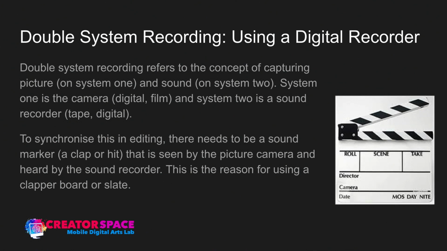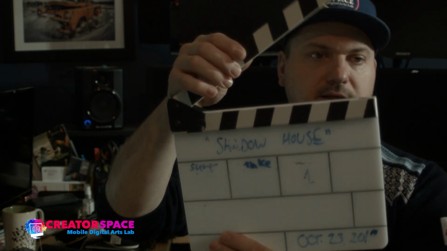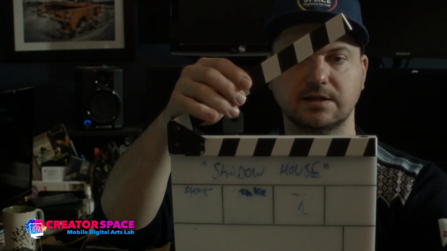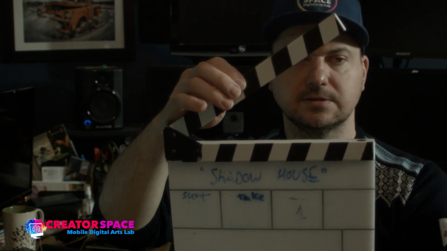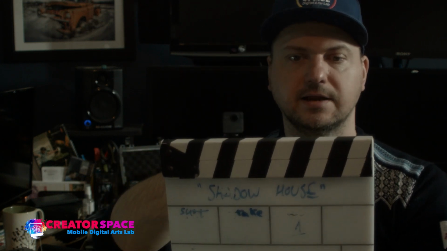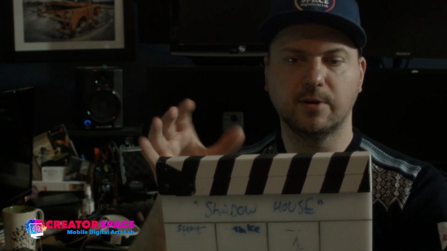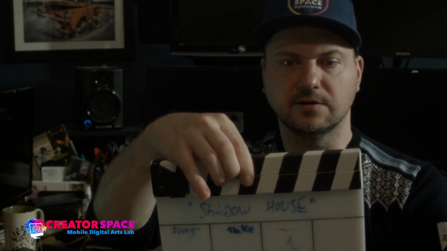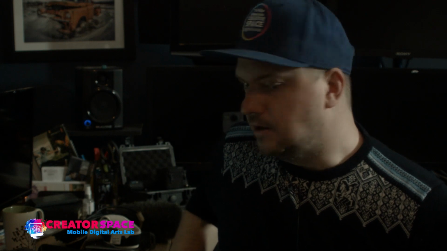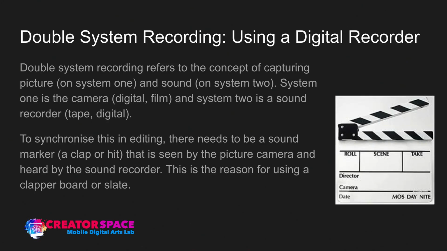And then to synchronize this in editing, there needs to be a sound marker, a clap or a hit, that is seen by the picture camera and heard by the sound recorder. So that's the reason that we end up using these slates. So, you end up having, visually, the slate is open, and then as it claps down, and you just heard the sound of that clap, and you can see visually where it closes as well. So the synchronization point is where it's closed, and then where the microphone has that loud pop. Again, we'll talk about that a bit more, but that's some of the basic ideas there of the clapper board and why we use that and what double system is.